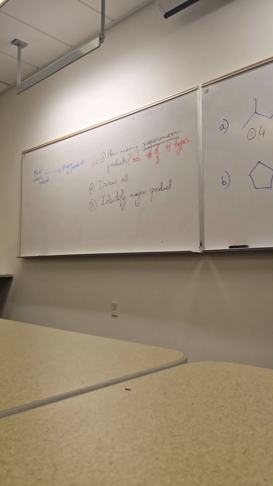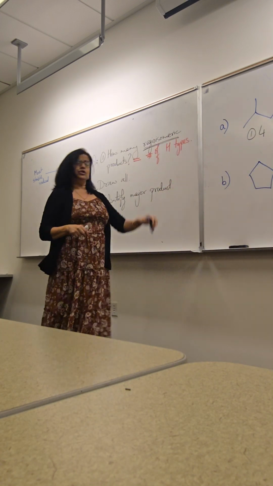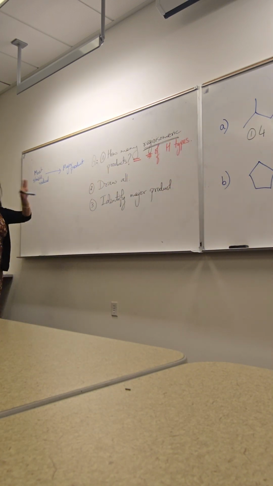Methyl radical is the least stable, then primary radical, secondary radical, tertiary radical, and then the most stable ones are allylic and benzylic. Benzylic means one carbon away from benzene, not on the benzene. Do you remember that? Okay, so let's use this for A.